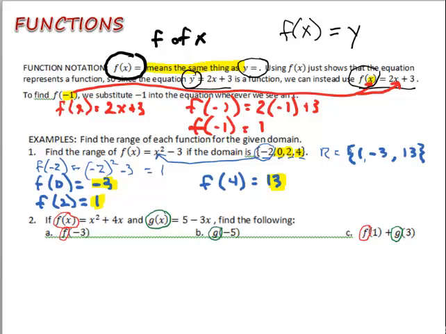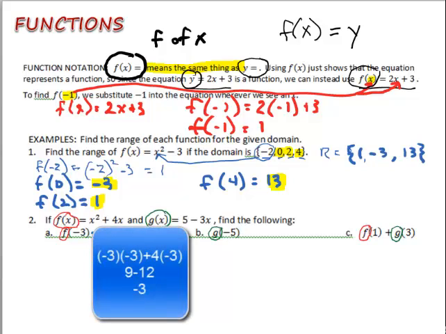So let's go ahead and try one here real quick. All right, so f of negative 3, I'm going to use the f of x. So I'm going to do f of negative 3 equals negative 3 squared plus 4.